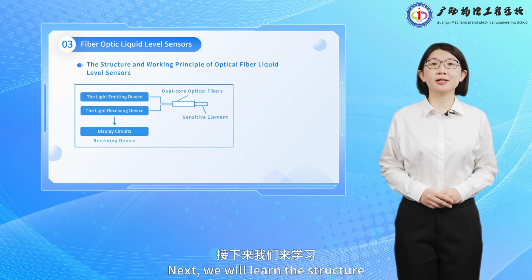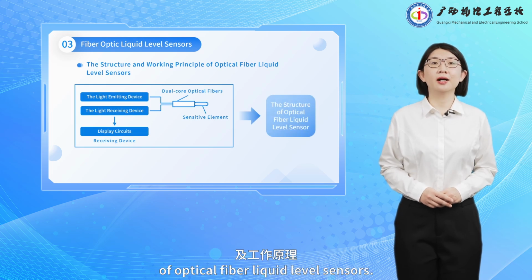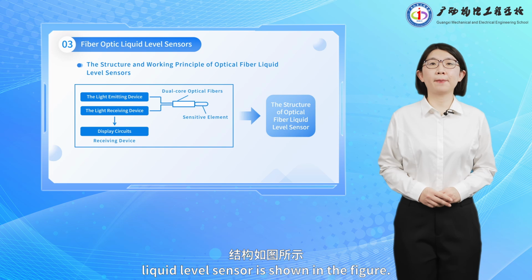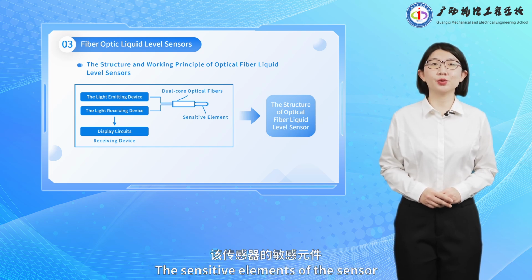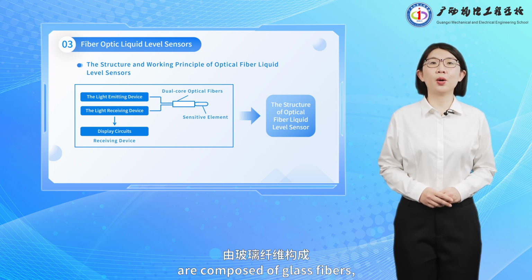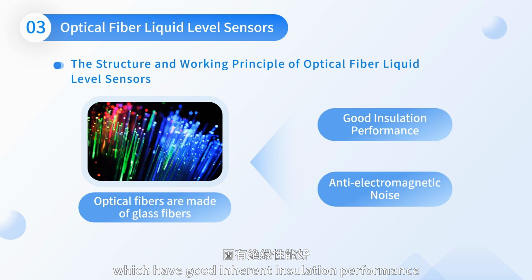Next, we will learn the structure and working principle of optical fiber liquid level sensors. The structure of the optical fiber liquid level sensor is shown in the figure. The sensitive elements of the sensor and the optical fiber for transmitting signals are composed of glass fibers, which have the advantages of good inherent insulation performance and anti-electromagnetic noise.